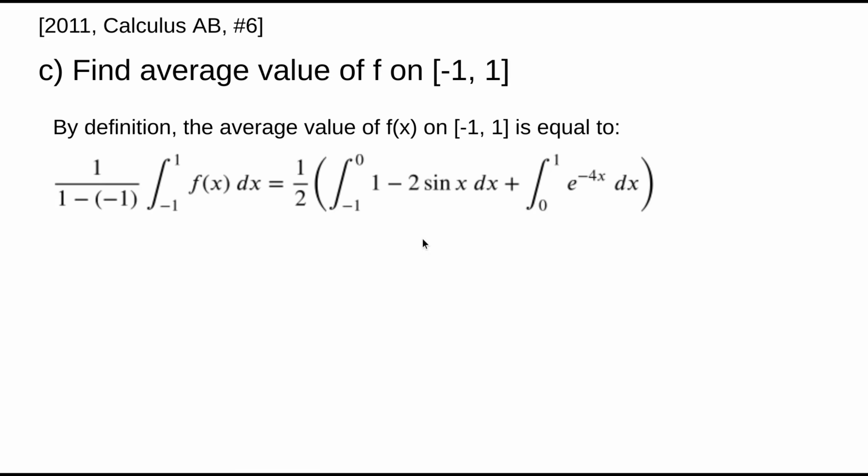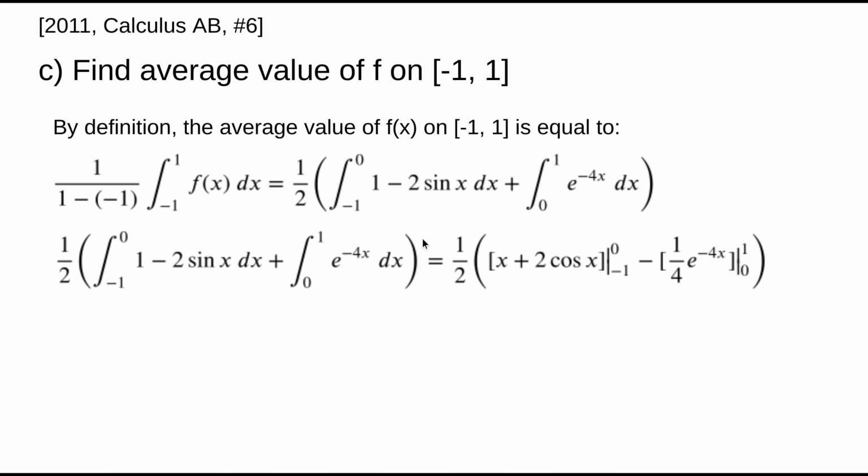In part C of the question, we are asked to find the average value of f over the interval from negative 1 to 1. Now, an average value of a function that's defined in terms of an integral, that's going to be 1 over 1 minus negative 1 times the integral from negative 1 to 1 of f of x dx. So we have 1/2 the integral from negative 1 to 0 of 1 minus 2 sine of x dx plus the integral from 0 to 1 of e to the minus 4x dx.